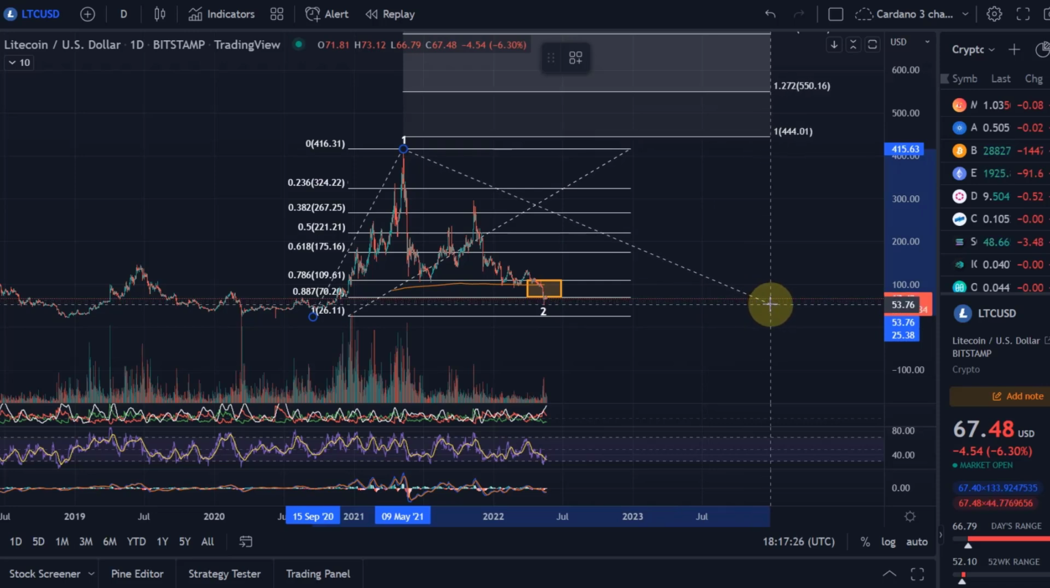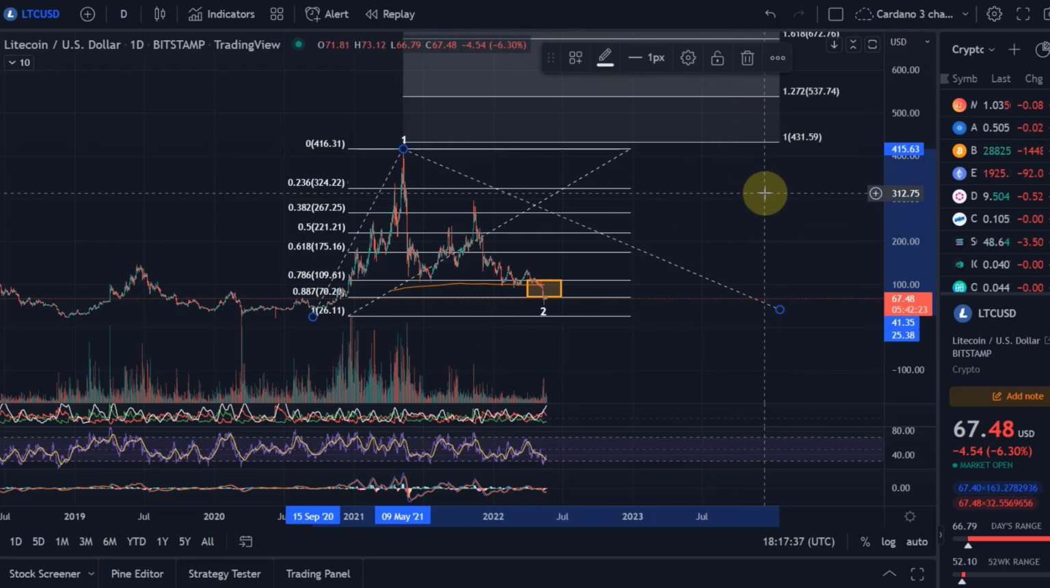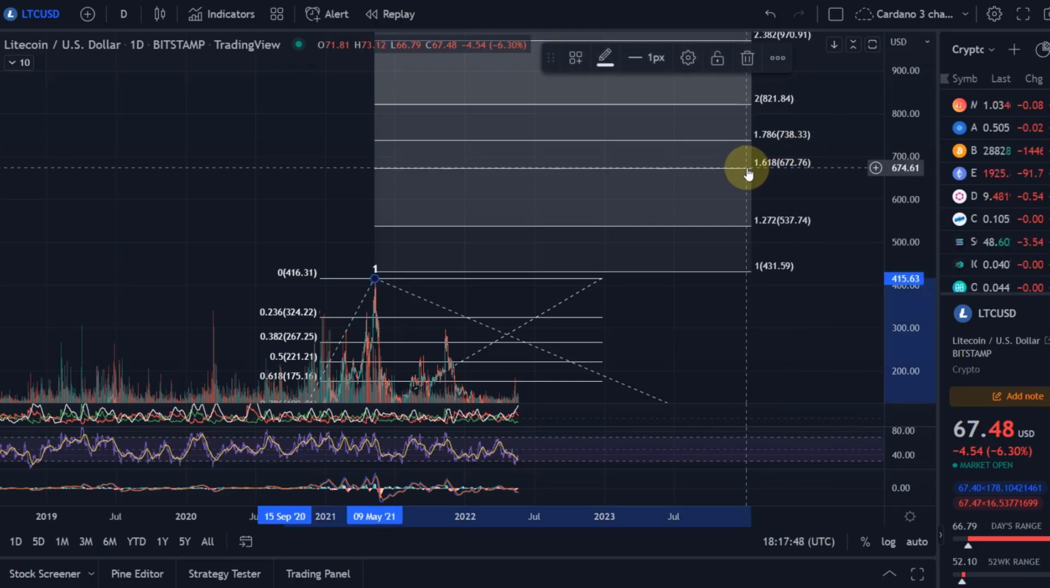We assume at the moment that might be the low, but actually I go a little bit lower, just to be a little bit on the more conservative side, because I think we will see a little bit lower prices still. So looking at the Fibonacci extensions for a wave 3, the price would need to get at least to the 1.618 Fibonacci extension level. That is 672 US dollars. That is the absolute minimum it would need to do for a wave 3.